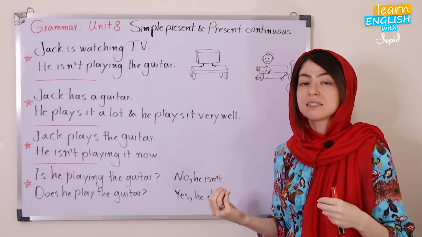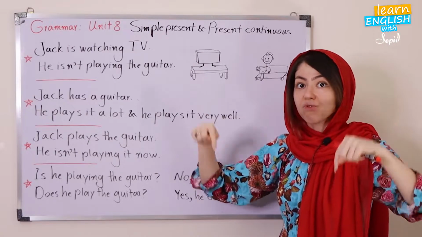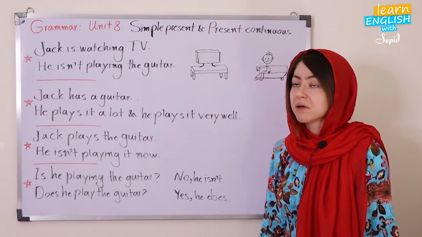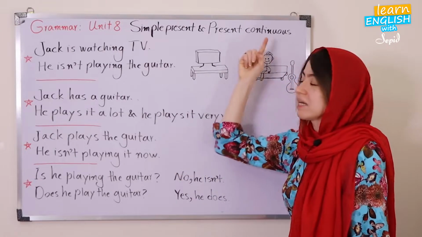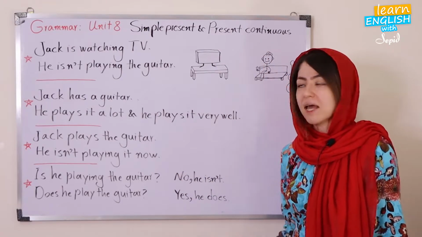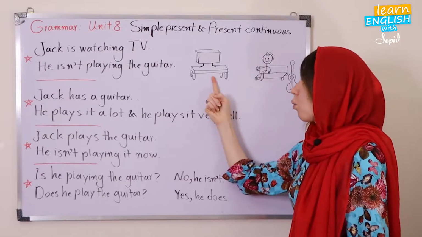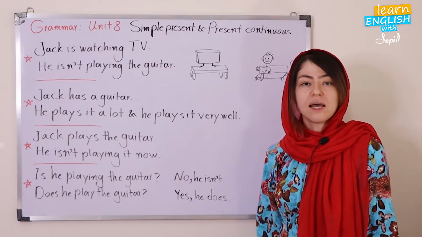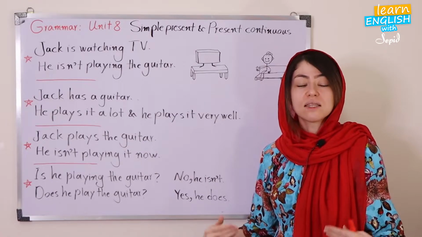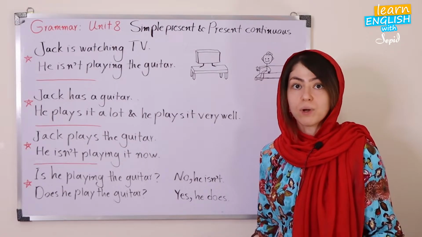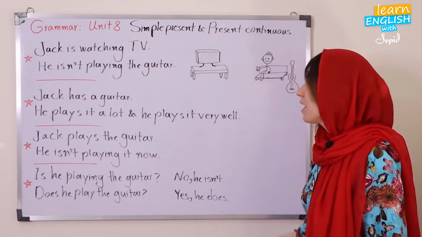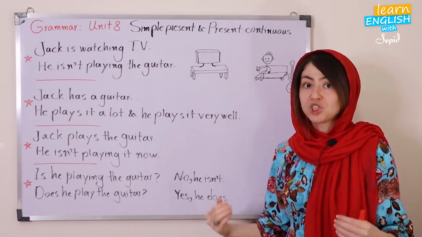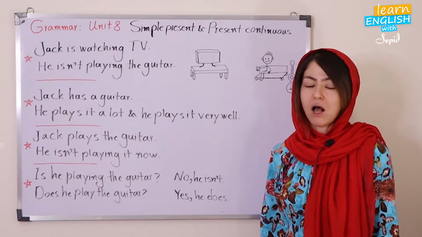Okay, first of all, we pay attention to the boy, okay? The action that the boy is doing right now. Okay, what grammar is used here? Which grammar? Present continuous, okay? So we can say the boy is watching TV, okay? But how about the actions that the boy is in the habit of doing, okay? So we can say the boy usually watches TV, okay?